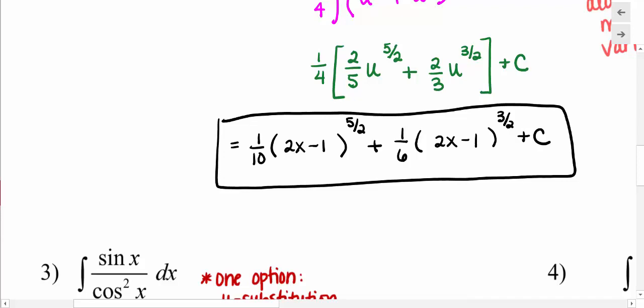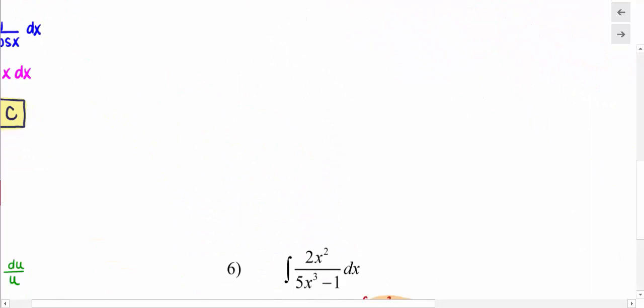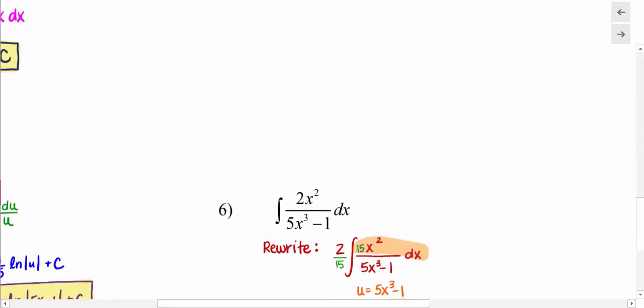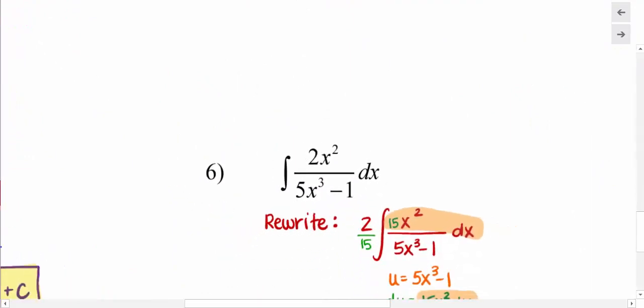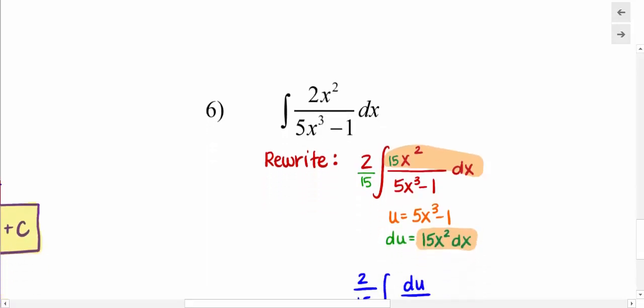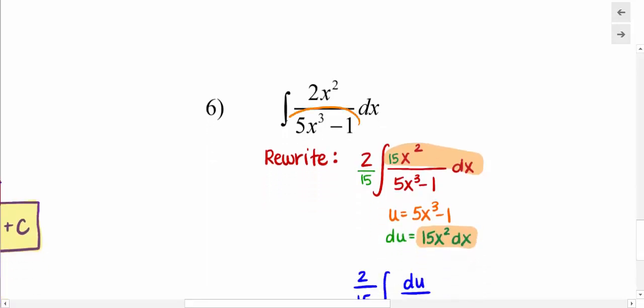Okay, let me show you another one with the inside-outside before we do another variable in a definite integral. So if I allow my denominator, like we would normally, to be my u, I would let this 5x cubed minus 1 be my u. So my du here in green is 15x squared dx. So immediately I recognize that's not what I have. I have in my numerator 2x squared dx.